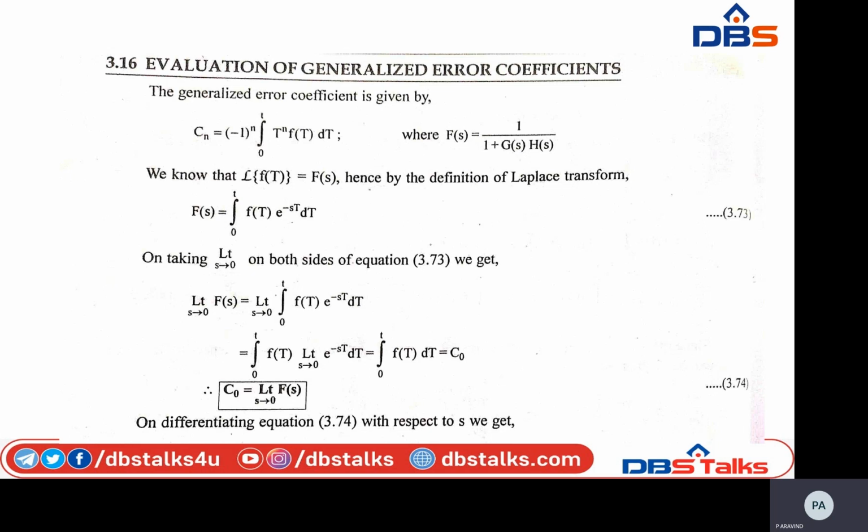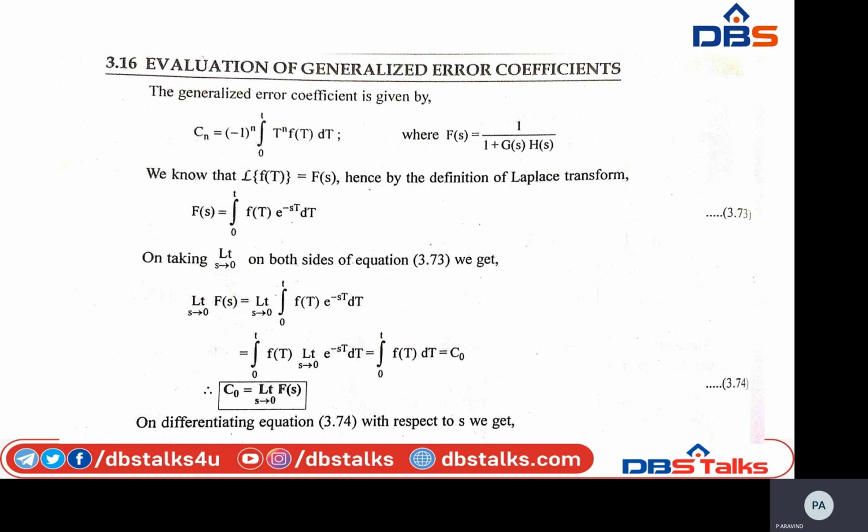See, previously we assumed that integral 0 to T of f(t) dt is equal to the coefficient term c naught. So therefore that is equal to c naught. Okay, so c naught equals limit s tends to 0 of F(s). So we have the first coefficient c naught. Similarly, we are going to find out the remaining coefficients, that is c1, c2 and so on.